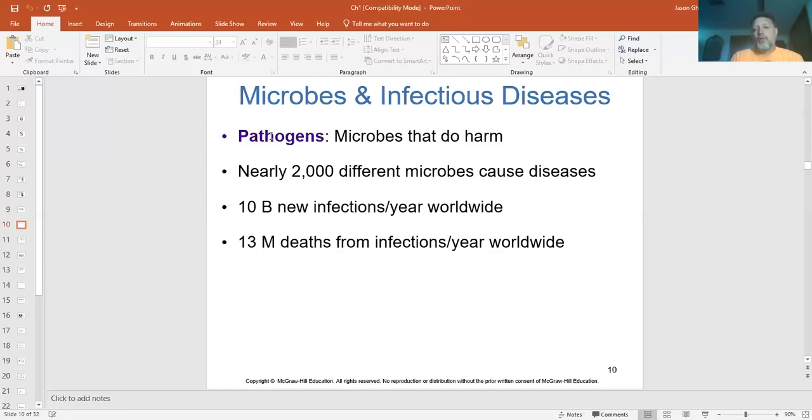Pathogens, on the other hand, are ones that cause diseases, which is slightly different than the parasite. We have about 22,000 different microbes that cause diseases. We have 10 billion new infections a year throughout the world, even though there's only a little over 7 billion people in the world. So that means people get more than one infection. Pretty simple. 13 million people die every year from infections. Most of these infections are simple ones that can be treated with antibiotics or just clean water. And that's the biggest thing. A lot of them are in poor sanitation areas, and that's why the diseases get transmitted a lot through there.